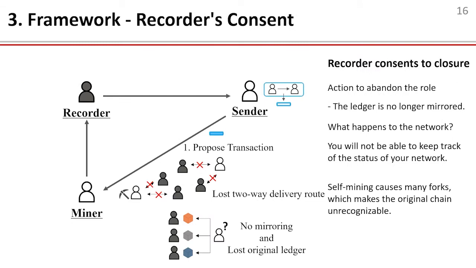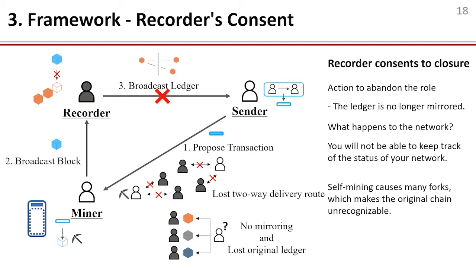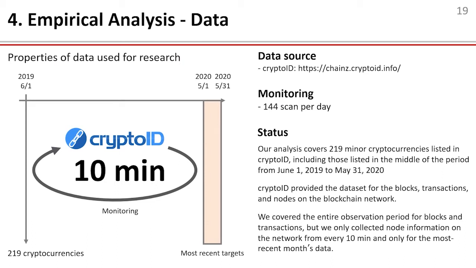Finally, we consider the recorders. When recorders give up, the sender can no longer determine the network status. The miner cannot catch new transactions and continues to generate empty blocks through self-mining. To lose the recorder role means that data cannot be recorded and is just destroyed. When only the recorder agrees to closing the blockchain, it represents a final consent, unlike those of the sender and miner. The next step is to acquire empirical knowledge by observing the actual network.